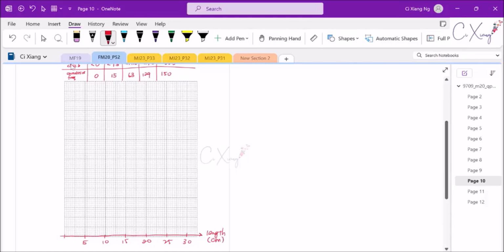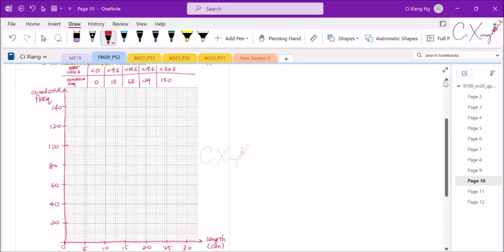Then for my y-axis, the label should be cumulative frequency. So don't forget about the label first. My cumulative frequency is from 0 until 150. That means maybe I can put 20 units for every 2 cm. So 20, 40, 60, 80, 100, 120, then 140. Alright, so after I have decided my scale and labelled all my y and x axes, then I can start plotting the graph.